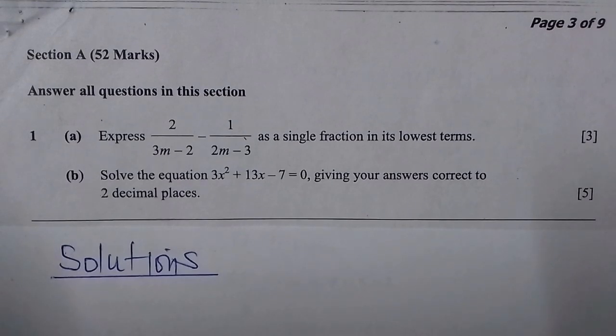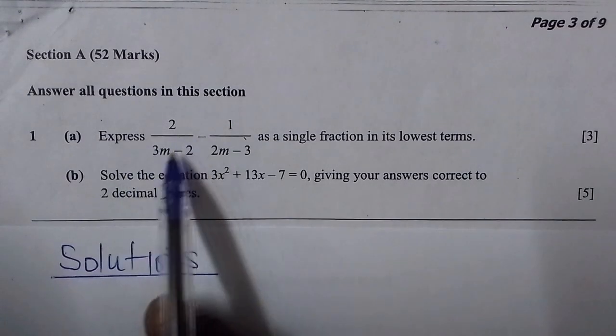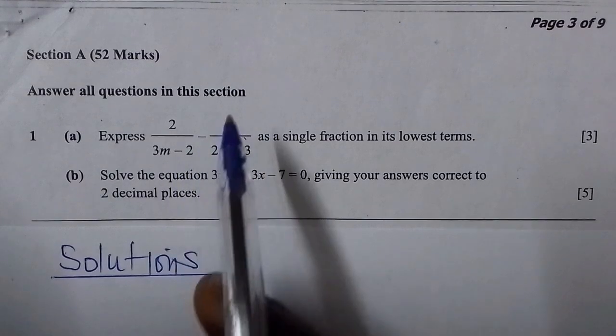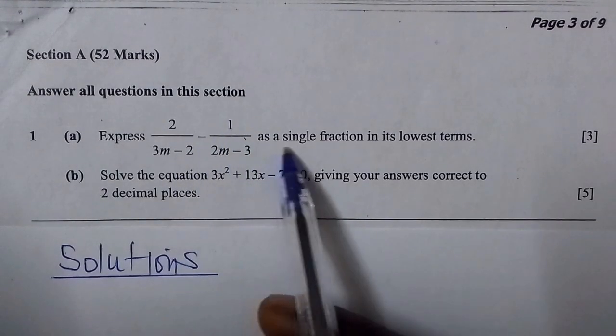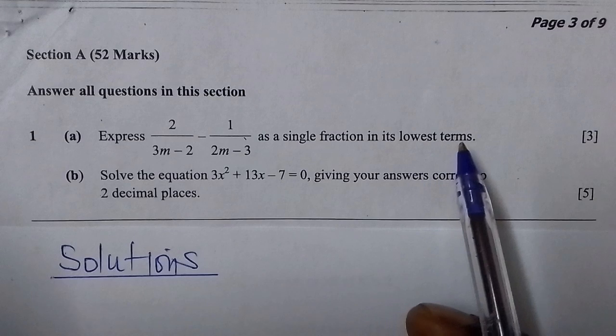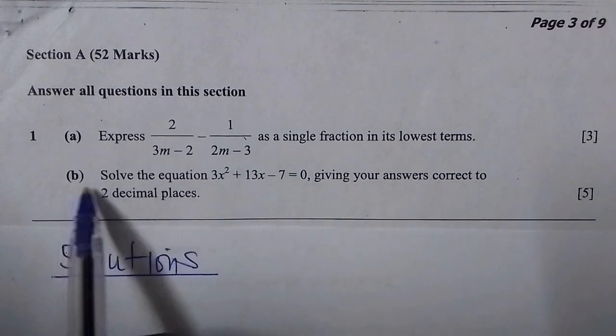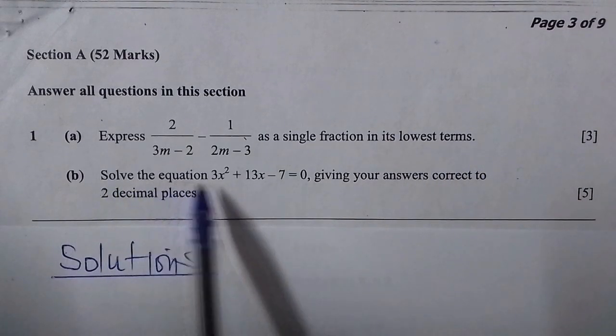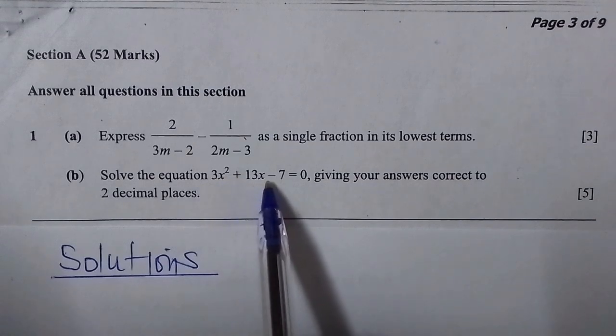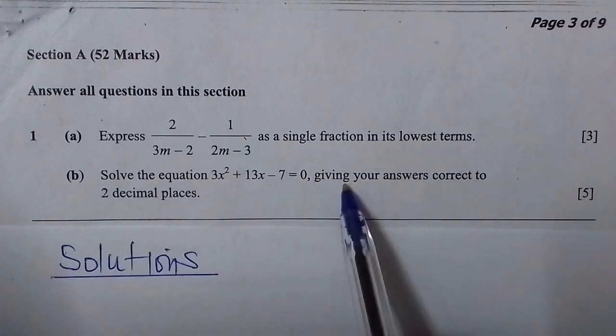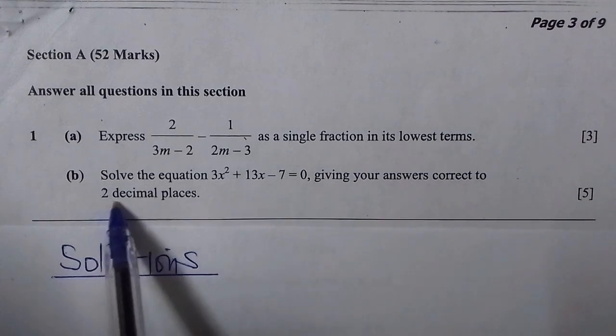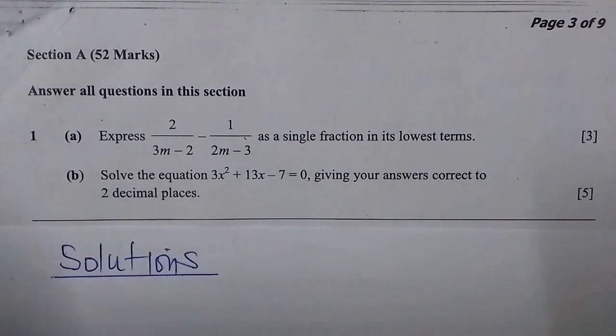Hello viewers, follow through as I work out question 1 from a 2023 grade 12 internal math paper 2, which has two parts. Part A reads, express 2 over 3m minus 2 minus 1 over 2m minus 3 as a single fraction in its lowest terms. So this part has 3 marks. Then B, solve the equation 3x squared plus 13x minus 7 equal to 0, giving your answers correct to 2 decimal places. So this part has 5 marks.